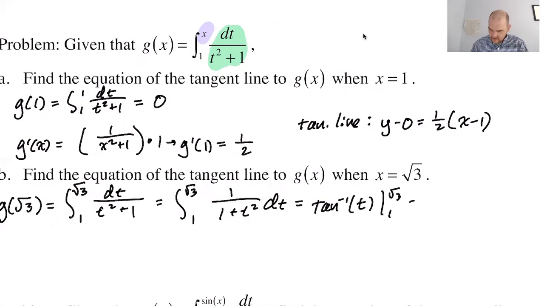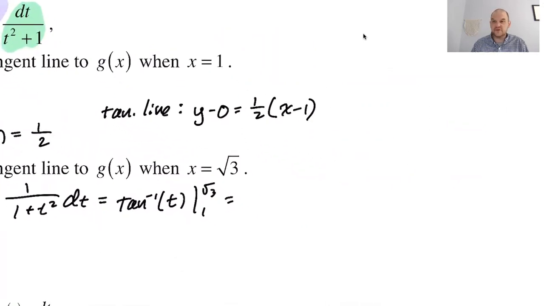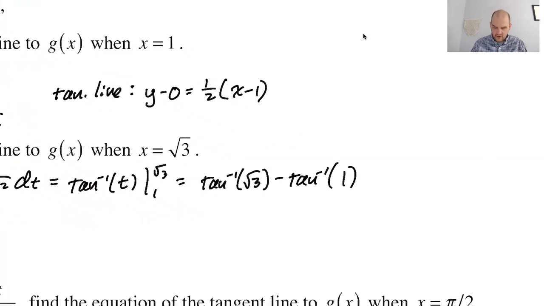Okay, so now it's going to test our knowledge of, I don't know, the unit circle and things we have memorized. So we need to do the arctan of root 3 minus the arctan of 1. So this comes down to, do you have it memorized? Hopefully you do.